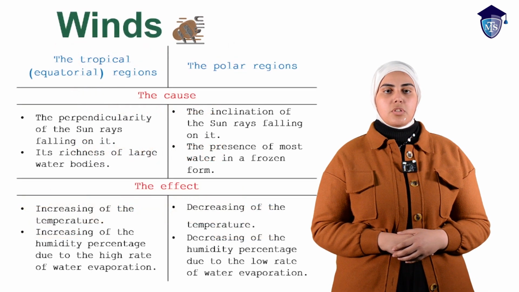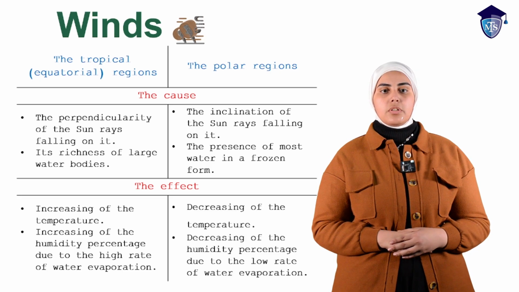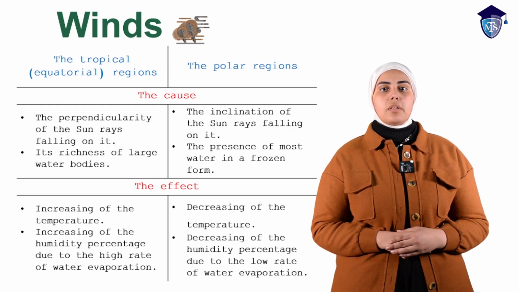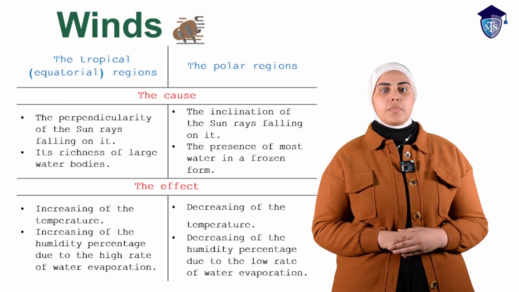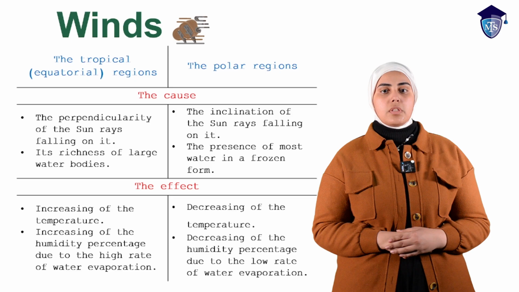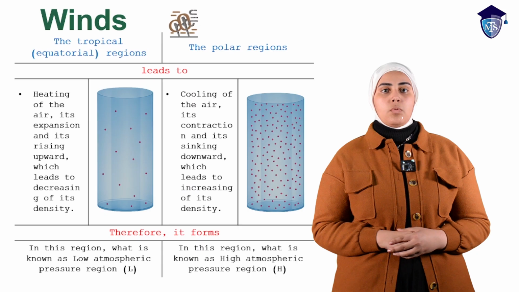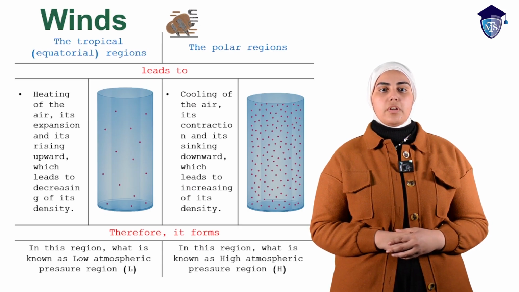The wind in the tropical regions is caused by the sun rays falling perpendicular on it and reaching the large water bodies, and this has the effect of increasing the temperature and increasing the humidity percentage. While in the polar regions, the cause of the winds is the inclination of the sun rays falling on it and the presence of most water in a frozen form, and this affects decreasing the temperature and decreasing the humidity percentage.